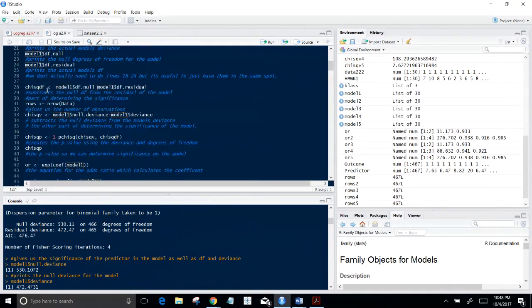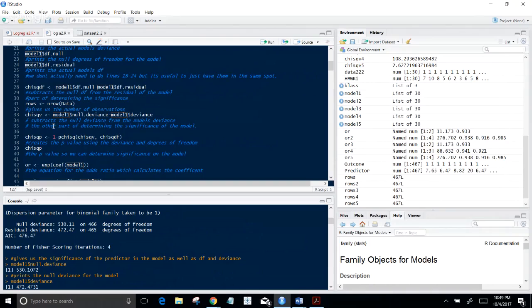Next, we did chi-square degrees of freedom. So the model 1 degrees of freedom null versus residual, basically to see if the predictor is significantly different from the null in terms of degrees of freedom. And rows is the number of observations in our entire data set, which you could easily see as 1 plus the degrees of freedom, but that's just a different way to do it. Then chi-square gives us the actual value of our chi-square, found in a similar way: model 1 null deviance minus model 1 deviance.